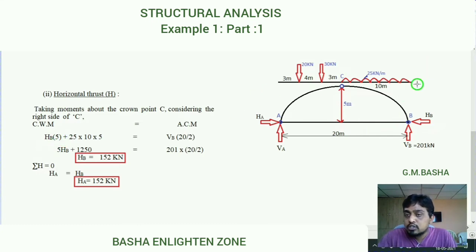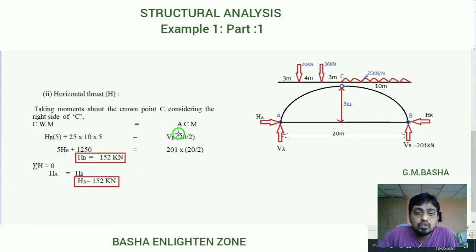Plus again this load 25 into 10 into half of the load length, 10 by 2. This one also acts about point C in the clockwise direction. That is the reason for 25 into 10, and up to what distance? Half of the distance for the UDL, 10 by 2, which will be 5. That will be equal to the anticlockwise moments. VB will be acting about C in the anticlockwise direction. So VB into what distance? The entire distance, so VB into 10 up to here. 20 by 2 will automatically be equal to 10.